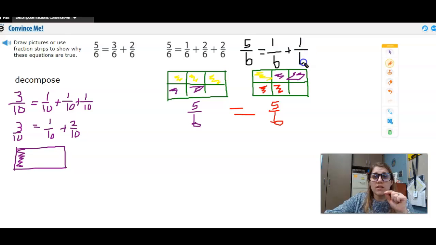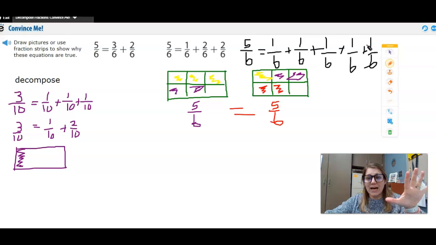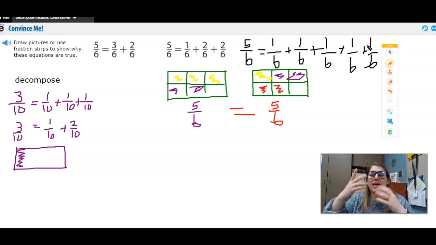So if I wanted to decompose 5/6 only using unit fractions, that means I'd have 5/6 equals 1/6 plus 1/6 plus 1/6 plus 1/6 plus 1/6. If I add that all up, 1, 2, 3, 4, 5, I still have 5/6. But I only used unit fractions. My unit, I have one of them. That's my numerator.